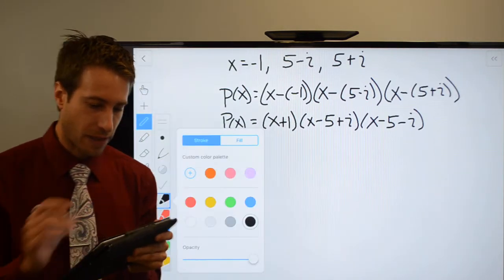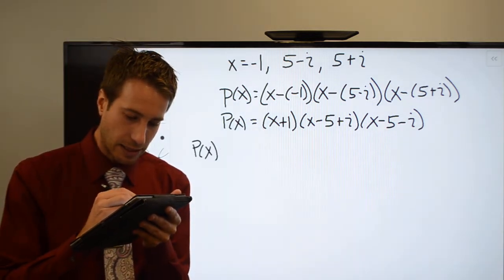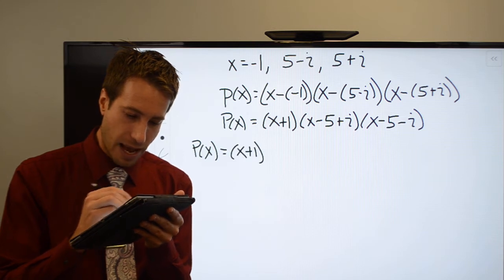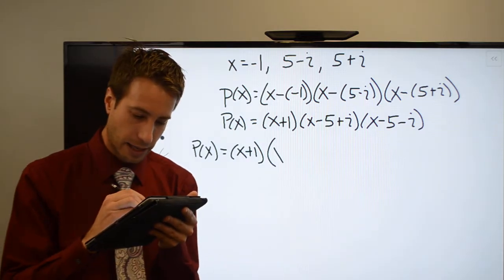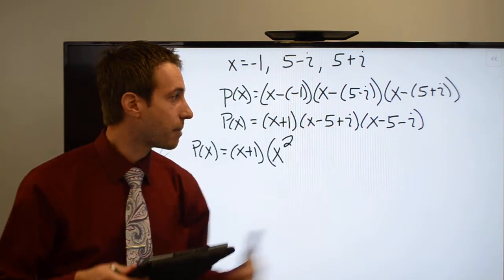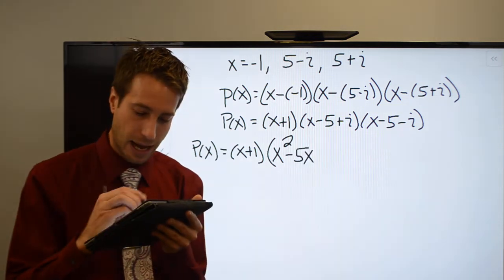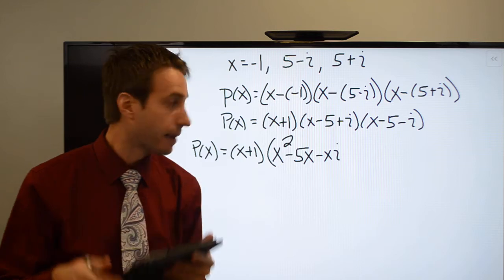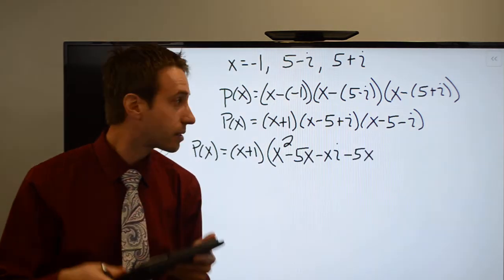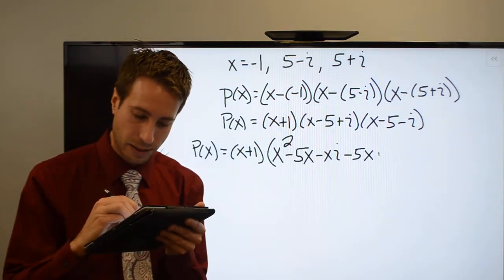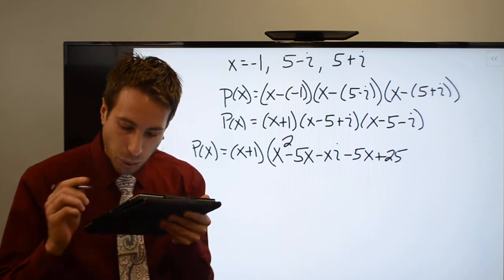Let's start multiplying. I'm going to start by multiplying these two together. So P of x is equal to x plus 1, and then here we go. x times x is x squared. x times minus 5 is going to be minus 5x. And x times minus i is going to be minus xi. Next, negative 5 times x is minus 5x. Negative 5 times negative 5 is going to be plus 25. And negative 5 times negative i is going to be plus 5i.